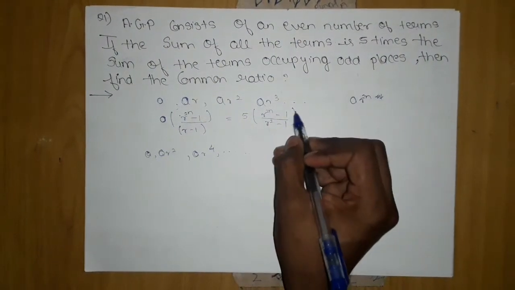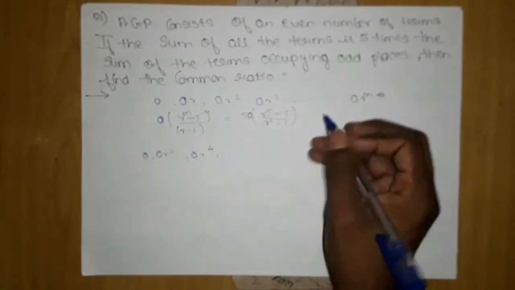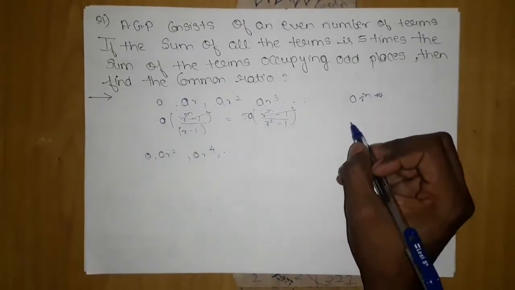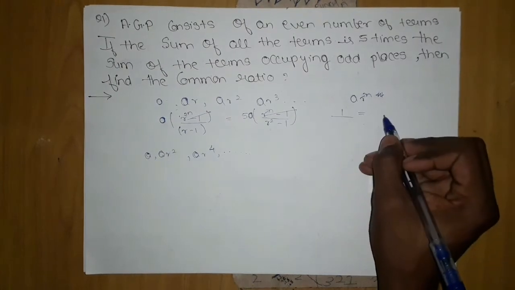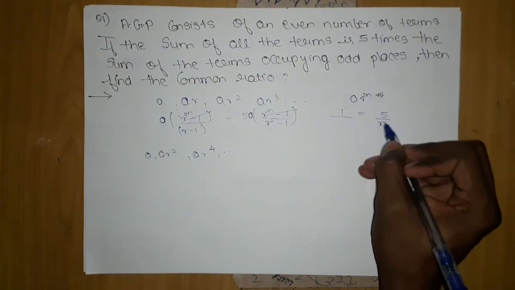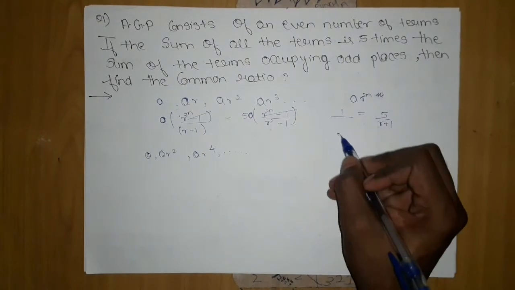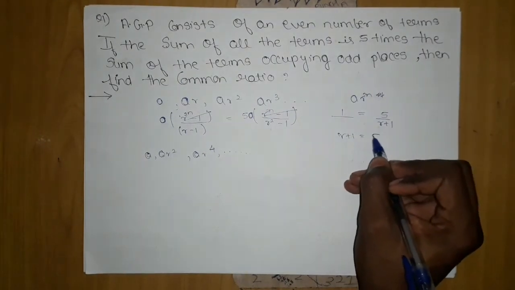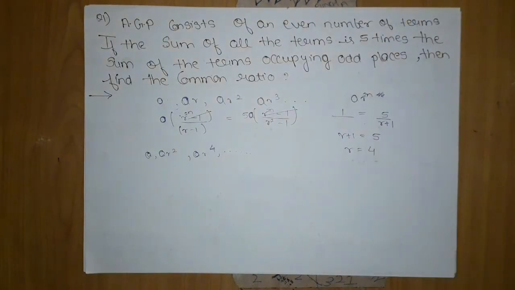Here you can directly see the a term will cancel out, which will give me in the end 1 upon, this should be 1, this is 5 by (r plus 1). Which gives me r plus 1 is equal to 5, which gives me r is equal to 4. So we are done with this problem.